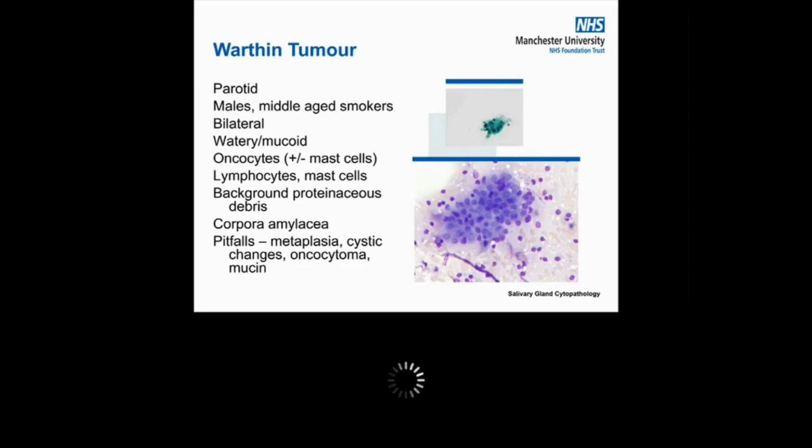Warthin's tumours are very rare in young people and in locations outside of the parotid. Other tumours that can mimic Warthin's tumour could even be metastatic papillary thyroid carcinoma, which can be undercalled as a Warthin tumour, as the PTC cells have that granular cytoplasm with the background lymphocytes and cystic change.